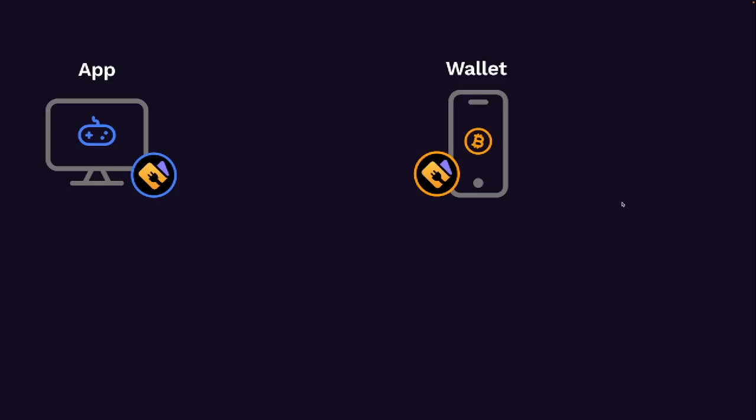So to quickly understand how it works, we have two ends. We have an app, website, or it can also be a wallet interface, and a wallet, right? By wallet here I mean just a Lightning wallet, Lightning node, or it can also be a custodial wallet, it can be a self-custodial wallet.